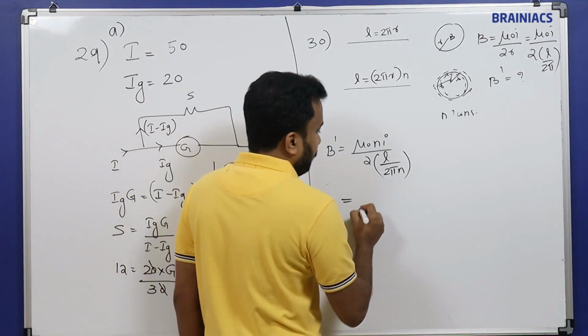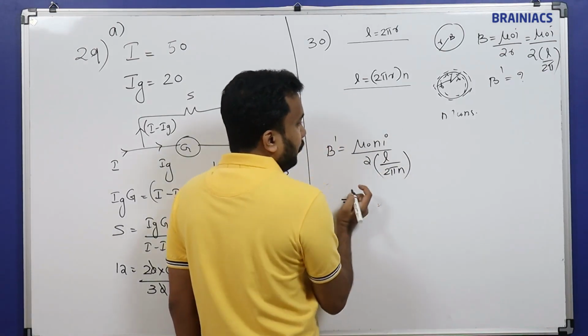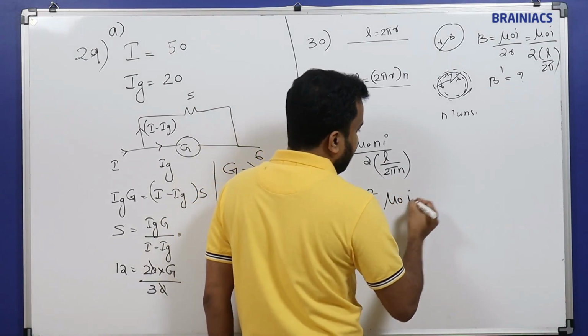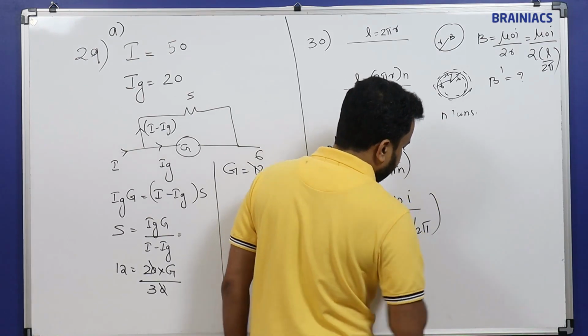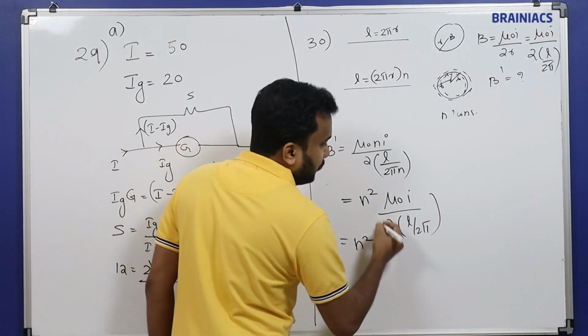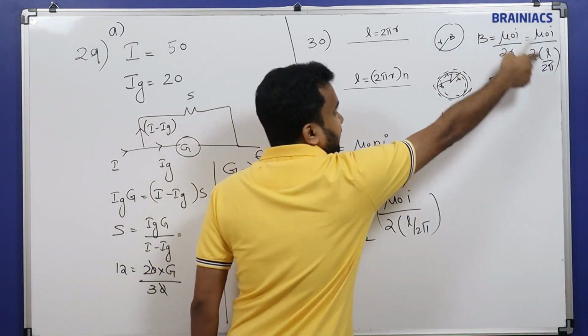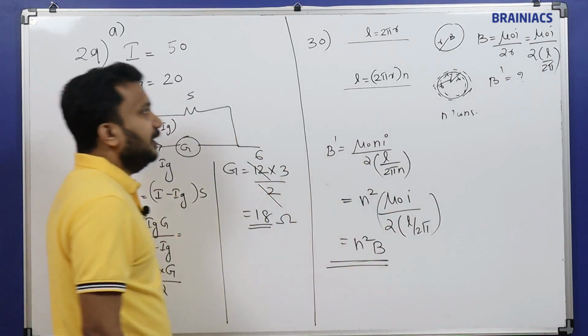Now if you do this, what will you get? Mu 0, this N will go to the numerator. So what you will get? N square times mu 0 I whole divided by 2 into L by 2 pi. So what is this parameter, mu 0 I divided by 2 into L by 2 pi? This is called B. So it becomes N square times B.